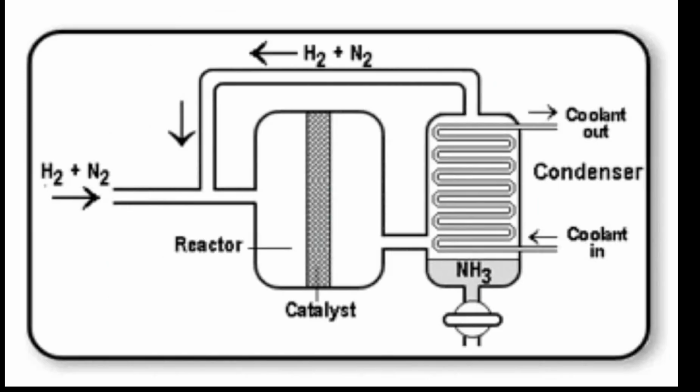The last condition is a catalyst. Catalysts do not have an effect on the amount of ammonia that gets produced, but they do increase the rate of reaction.